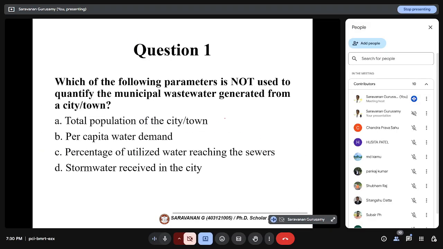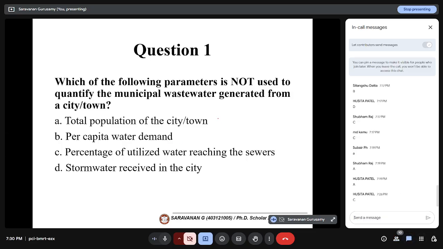Okay. So another question like 2021 July assignment problems. Which of the following parameter is not used to quantify the municipal wastewater from a city? Total population of the town, per capita wastewater demand, or per capita water demand, percentage of utilized water reaching the sewer, stormwater received in the city. Total population of the city is required. Per capita required. Percentage of utilized wastewater reaching the sewer is required. Stormwater received in the city is not required in quantifying the municipal wastewater, right? Which is not used, they are asking. Stormwater received is not required.